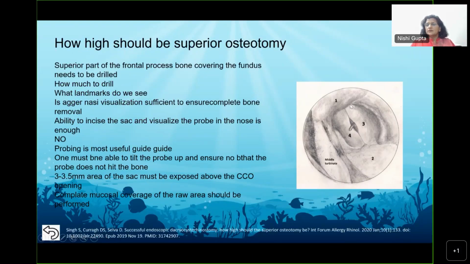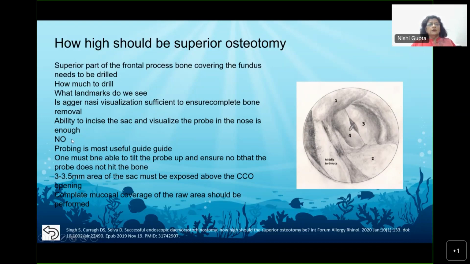This is the anterior lacrimal sac flap. This is the posterior lacrimal sac flap. That's the mucosal flap. One part goes up and the other comes down and goes along the lateral wall, and that's the middle turbinate. So how high should the superior osteotomy be, meaning how much you should drill above the common canaliculus to have a successful surgery. So the questions are how much to drill, what landmarks do we see, is endoscopic visualization sufficient to ensure complete bone removal has been done, is the ability to incise the sac and visualize the probe in the nose enough?